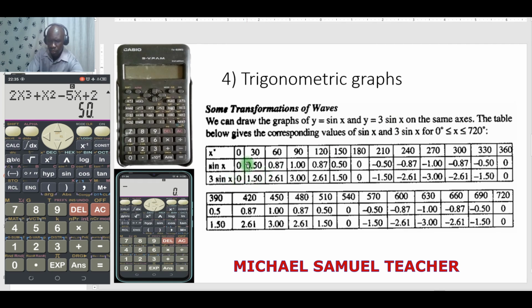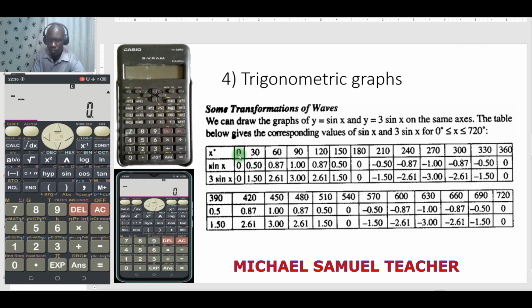So let us start. Let me clear the calculator so that we start all over again. So we can see for the range values of x from 0 to 720, we have 0, 30, 60. So there's an interval of 30 degrees. So 30 degrees multiplied by 2, we get 60 degrees. So from 0 degrees, let us move backwards 60 degrees. So we shall have negative 60 degrees.